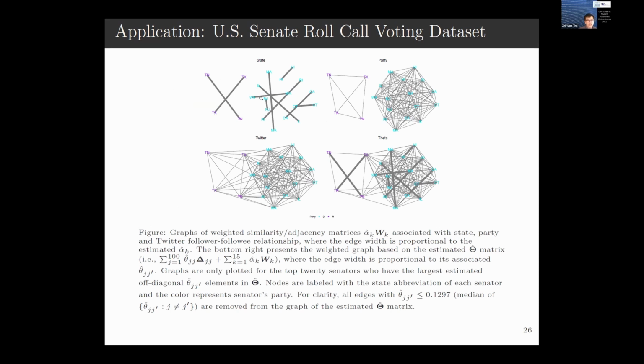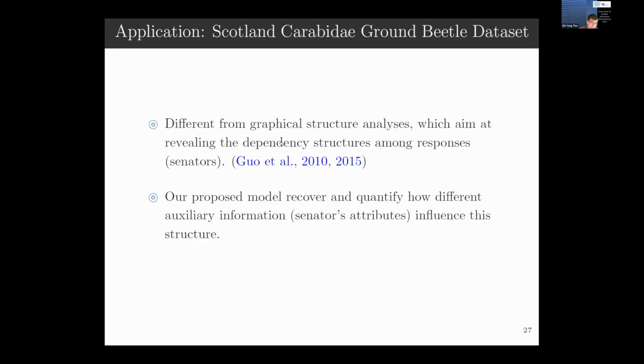And so here are some plots, some weighted graphs. The first 3 plots are the weighted graphs for the state, party, and the Twitter metrics. Other than that, we also plotted the theta matrix. This is our final theta hat matrix in the Ising model, which is of this form. We can see that other than the usual state and party effect, we also have connections of senators from different states or different parties through the Twitter interaction. Okay, so that's to conclude.